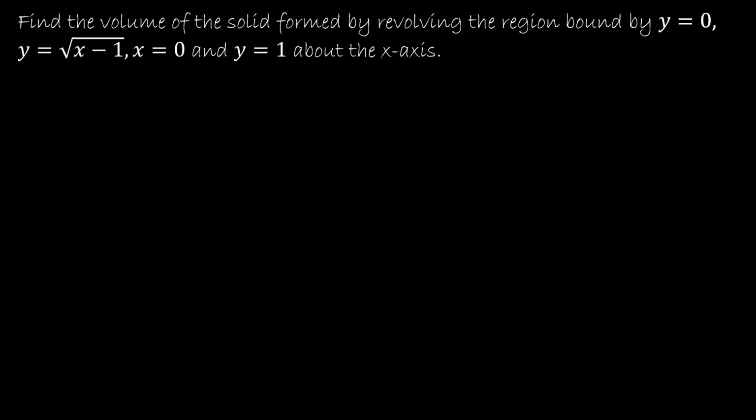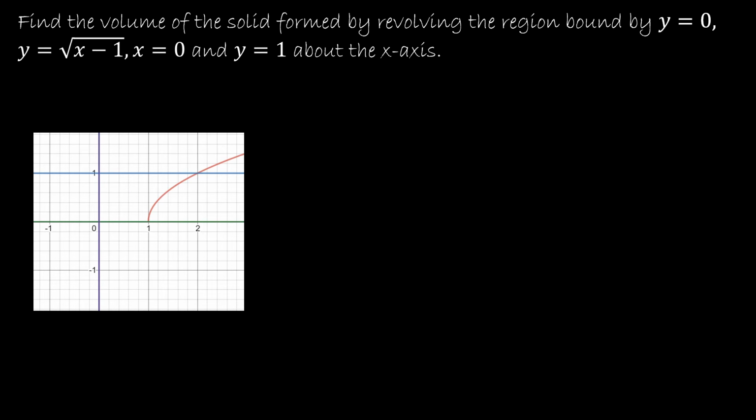Here's another example, and I really like this one because it makes sure that you are paying attention to what the appropriate function or formula is to use. So again, here's the question. I'm trying to find the volume of the solid formed by revolving the region bound by y equals 0, y equals the square root of x minus 1, x equals 0, and y equals 1 about the x-axis.